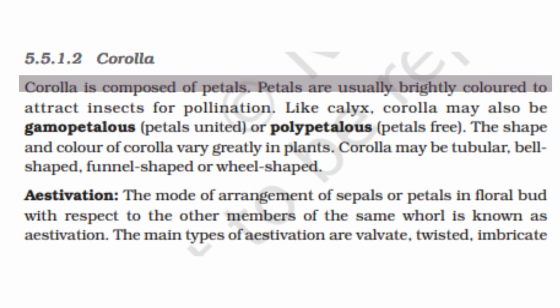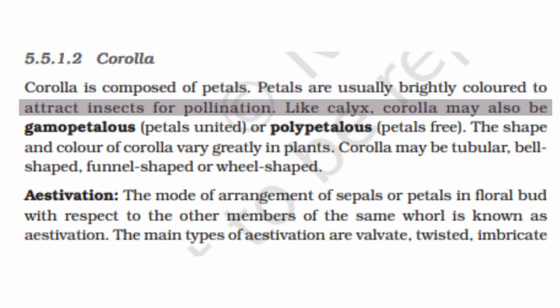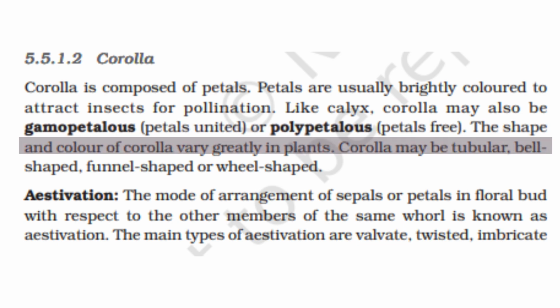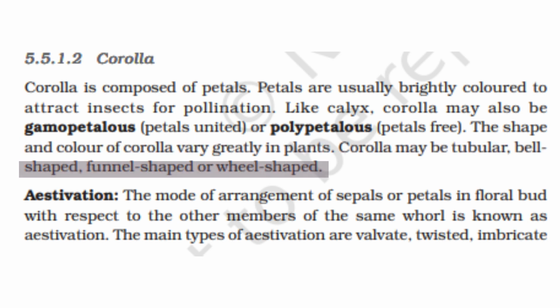Corolla. Corolla is composed of petals. Petals are usually brightly colored to attract insects for pollination. Like calyx, corolla may also be gamopetalous, petals united, or polypetalous, petals free. The shape and color of corolla varies greatly in plants. Corolla may be tubular, bell-shaped, funnel-shaped, or wheel-shaped.